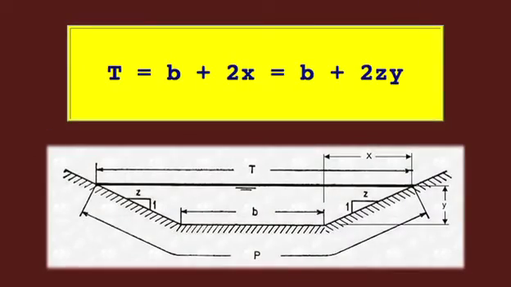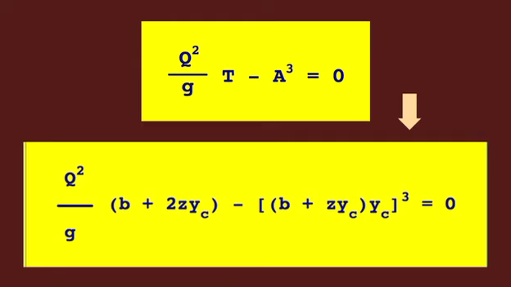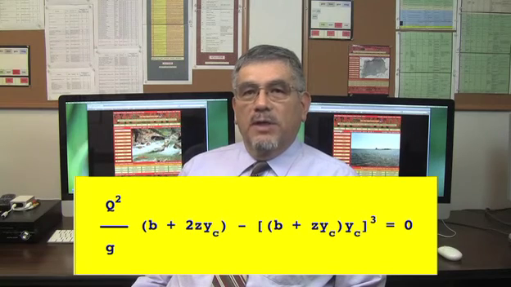The top width is as follows. The flow area is as follows. Substituting into the critical flow equation, given the input variables Q, B, and Z, this equation is solved for the critical flow depth by iteration.